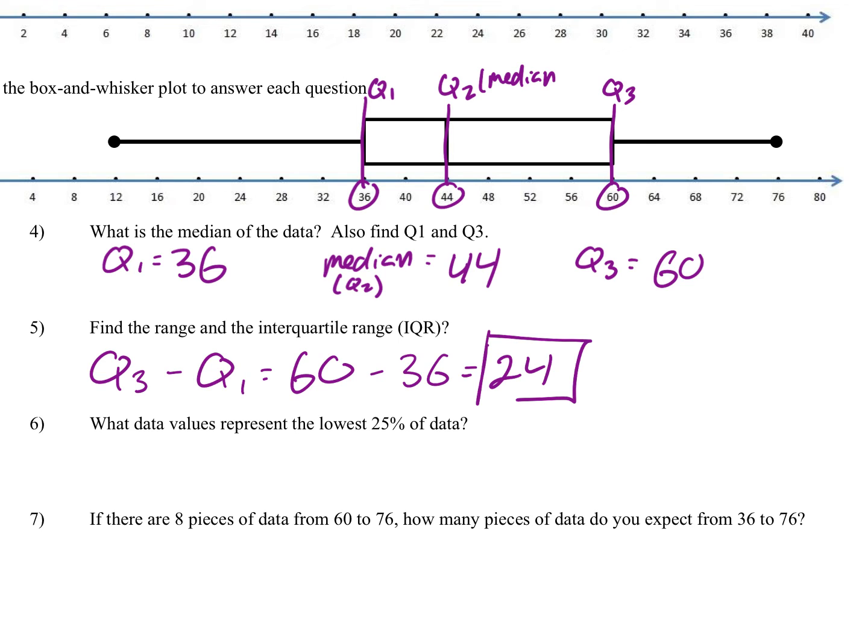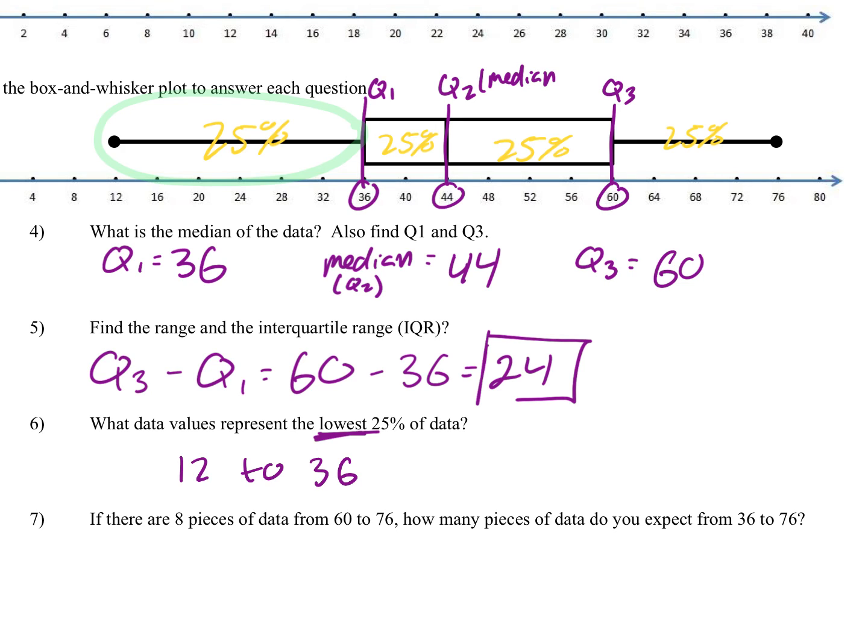What data value represents the lowest 25% of data? We had said before that each of these is 25%, every single one, because we broke things up into quarters, and 25% is a quarter of our data, and we want the lowest. So the lowest part of my graph is down here. It's my first whisker. And we want to say what data values are representing that. So we can give a range. We can say data values that are between 12 and 36 are representing the lowest 25% of our data.